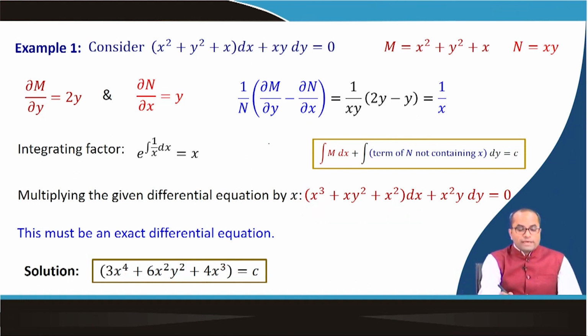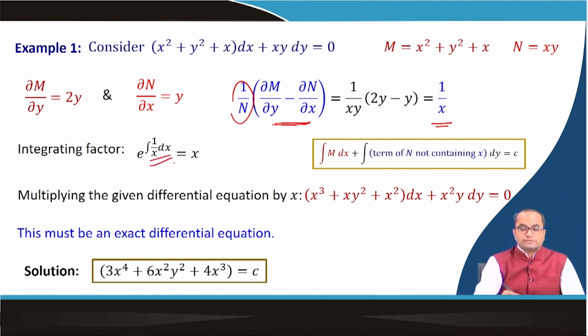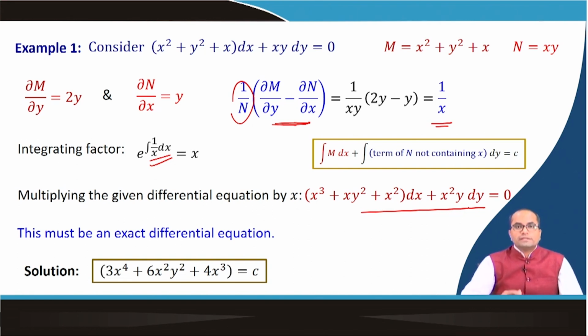Yeah, so that is the whole idea: by computing this M_y − N_x and looking at whether by dividing by N or by dividing by M we are getting a function of x or a function of y alone, this integrating factor will help us to convert the given differential equation into an exact differential equation whose solution can easily be found.